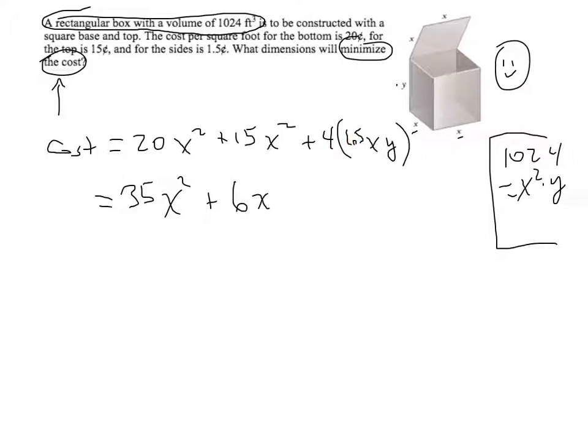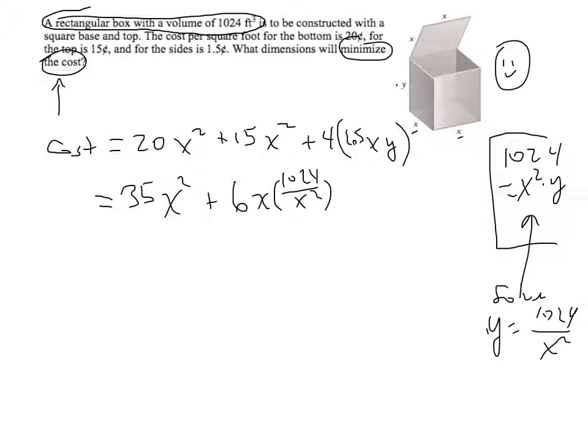And so now I can say, well, instead of y, so I have 4 times 1.5 is 6, the x is still x. Instead of y, I want to write what y is equal to. Well, according to this equation, y is equal to 1,024 over x squared. In other words, what I've done here is just solve this for y by dividing both sides by x squared. So if I divide both sides of that equation by x squared, it says y equals 1,024 over x squared. And so that's what I'm substituting into this equation to get this thing.